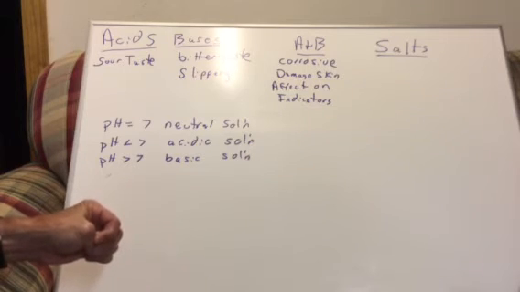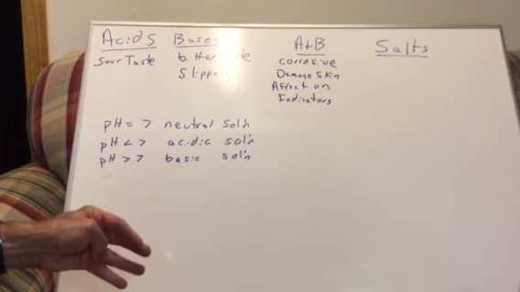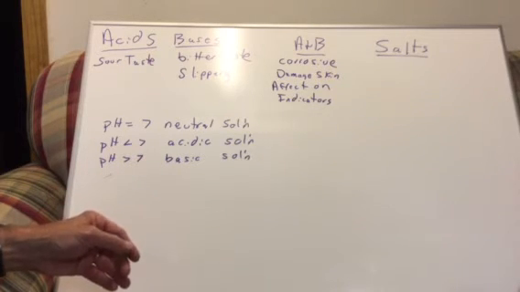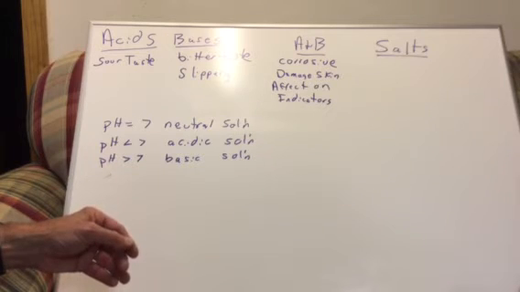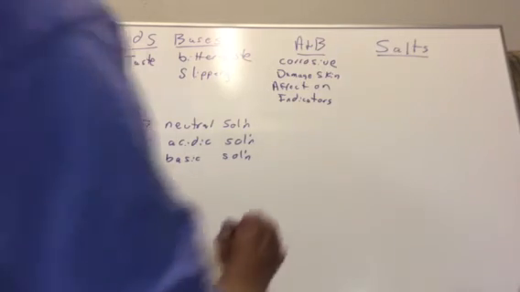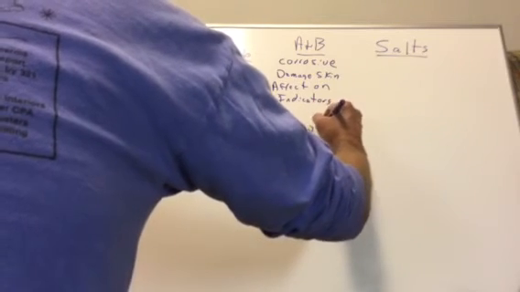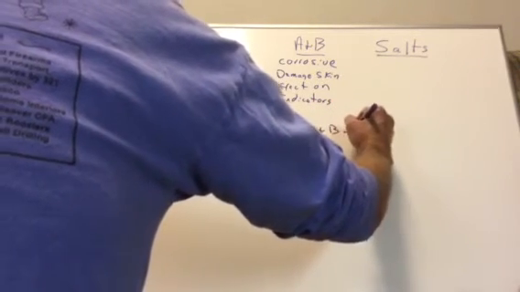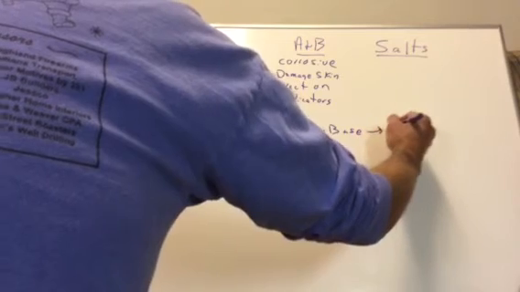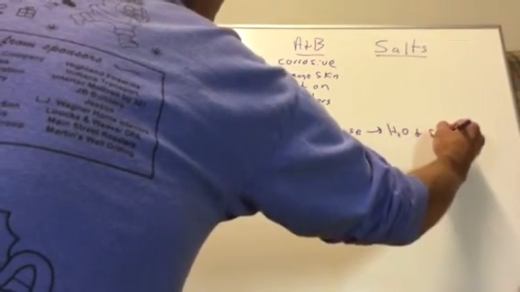Bases around the house, baking soda would be an example of a base. Bleach would be a base, as would ammonia. Now, what's a salt? Well, you know salt is sodium chloride. But any acid-base reaction, and I'm going to get to this in the next video, will always produce water and a salt.